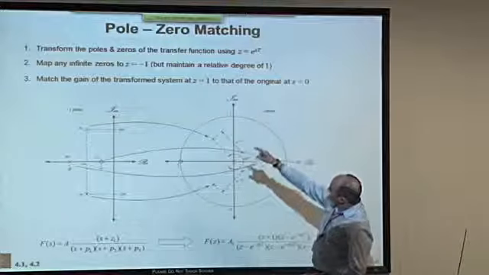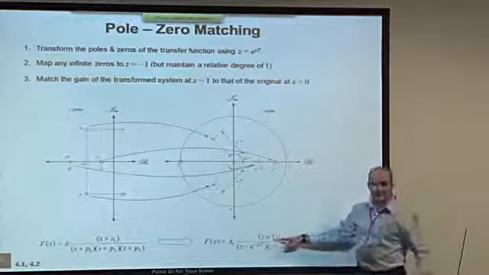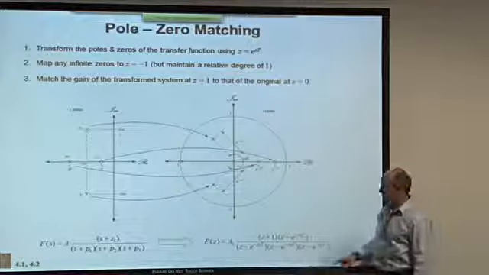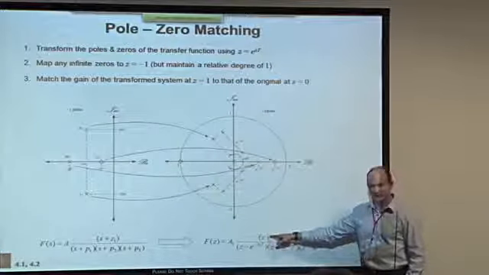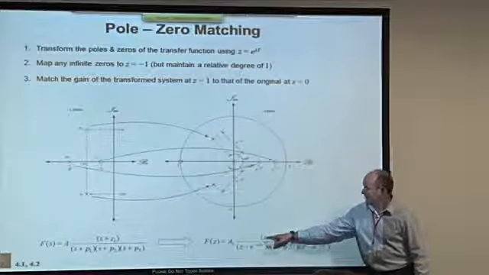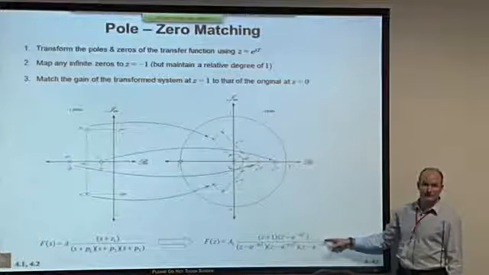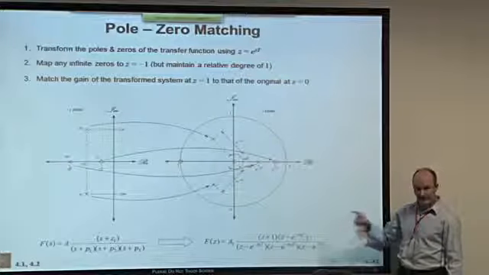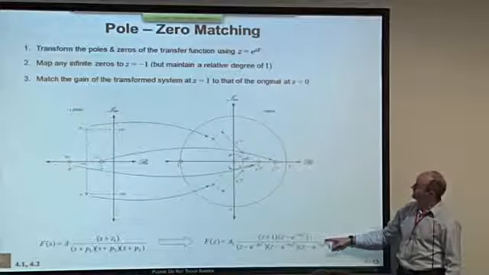And we've got to transform them to z equals minus 1, but maintain a relative degree of 1, which means we can only take one of them across. Maintain a relative degree of 1 over here, so we end up with z plus 1 over here. We've still got 1 infinite zero. That's the key to the problem with this response. You'll see in a second.